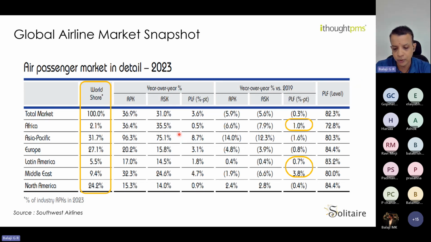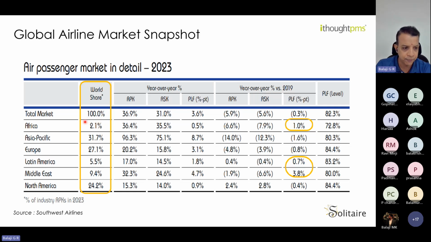Before getting into India and Indigo, to give a broad context on how the global airline market is structured, if you look at the left, on the 100% market share of passengers, Asia Pacific is 31%, obviously, because we have China and India, very large populated economies. So definitely this number is only going to go up. Europe has 27% world share in airlines, and North America has 24. The smaller ones: Middle East close to 9.5, Latin America 5.5, and Africa 2.1.